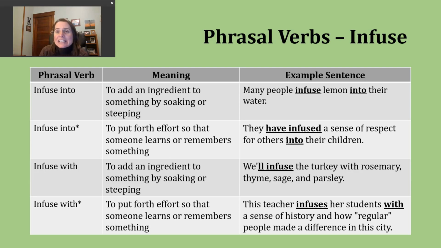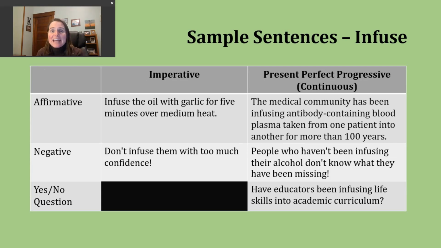Now, let's continue practicing our verb of the day. Today, we'll review the imperative and the present perfect progressive. Let's start with the imperative. We use this to give commands. This can be done verbally or orally, or it could be done in writing. So we're telling someone to either do or not do an action.